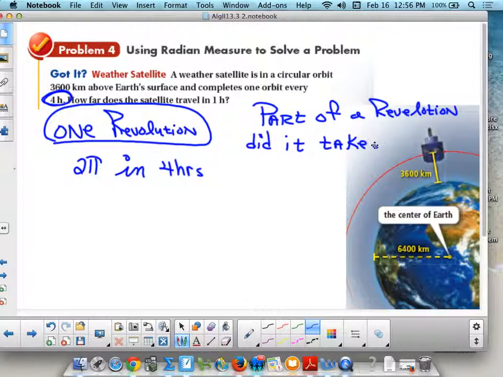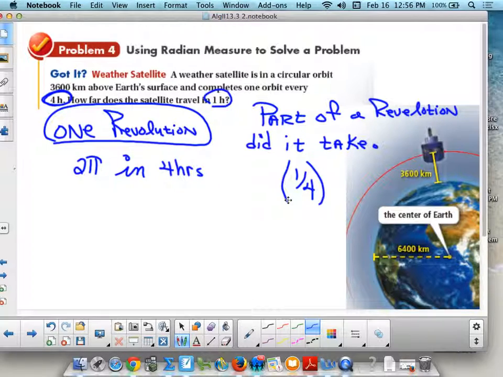Listen. Here's the secret. Now look, we only want 1 hour, don't we? Okay, here's the deal. It takes 4 hours to go around the planet. So what fractional part do we want? We only want 1 out of the 4 hours. So we're looking at what part of the revolution did it take? It took 1/4 of the planet, of the circle.